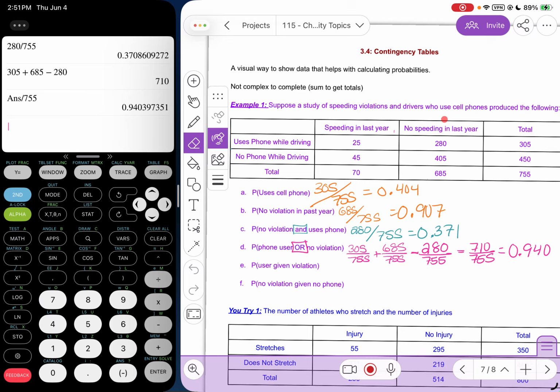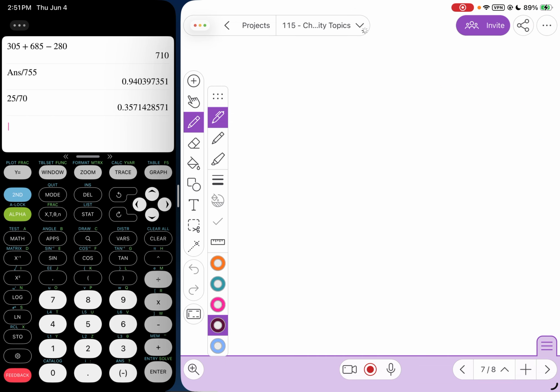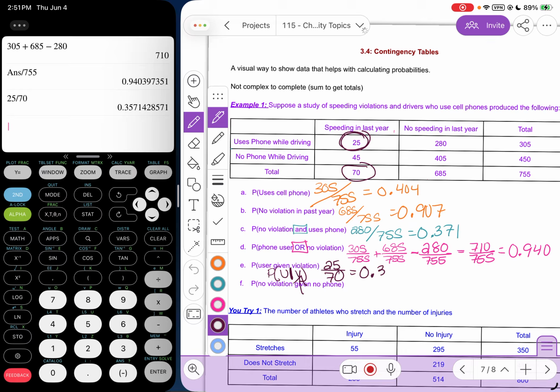Now let's get into our conditional probabilities. User given violation. So don't forget our given. So on top, we put both our user and violation. So a cell phone user with the violation goes on top. That's 25. On the bottom is the given. So people that have violations. So speeding violations in the last year would be 70. So 25 out of 70 is 0.357.